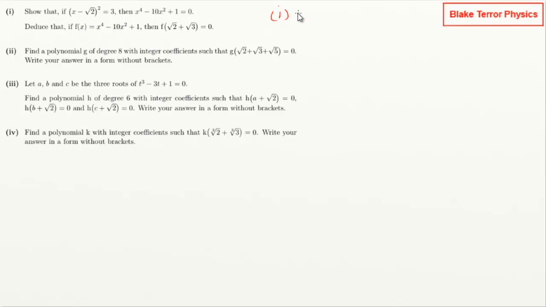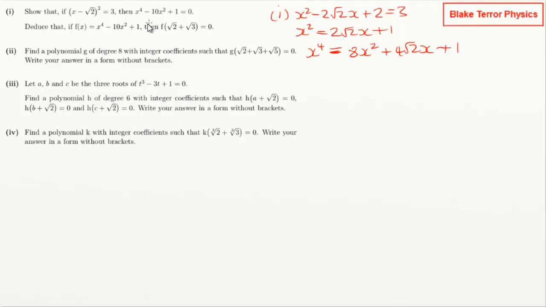I might as well expand out that bracket. x squared minus 2 root 2x plus 2 is 3. And then I'm going to want to square all this again. So I'm probably best splitting terms across sides, because then I'm going to have fewer things to square. So x to the 4 is going to be equal to 8x squared plus 4 root 2x plus 1.